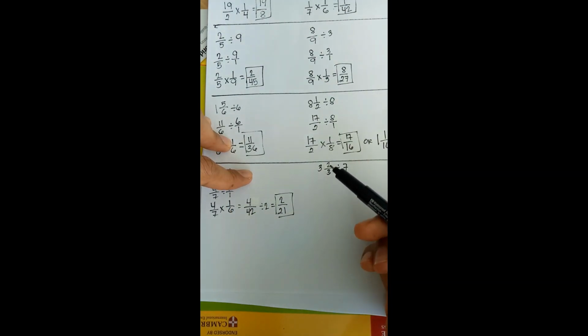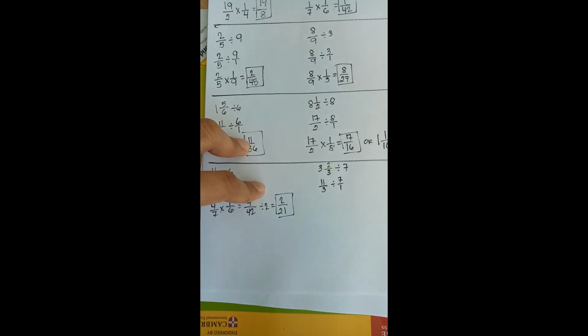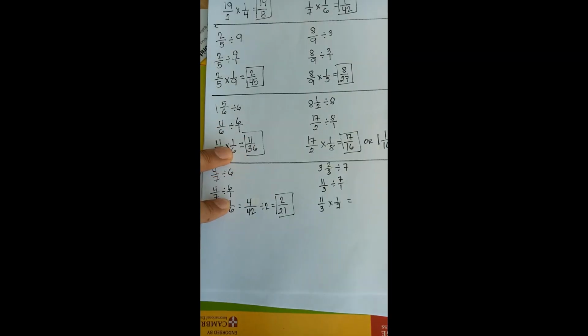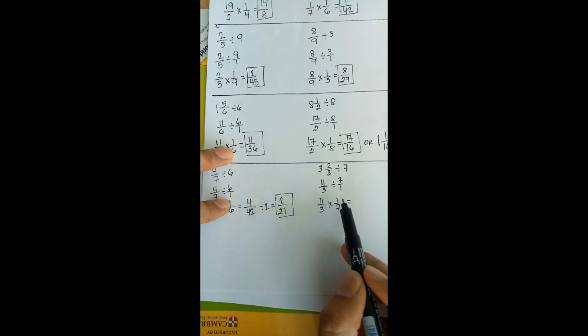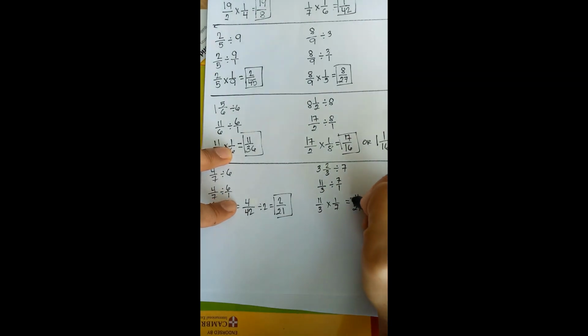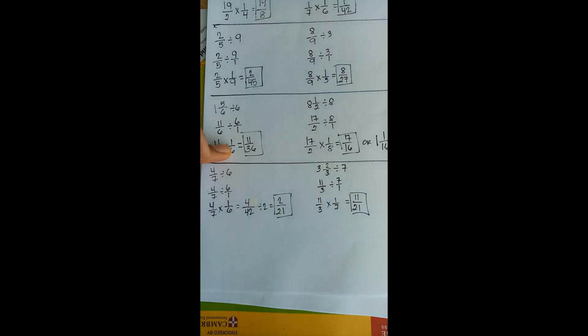Next problem, 3 2/3 divided by 7. Convert 7 to a fraction and convert the mixed to an improper fraction. Then flip one of the fractions and change the sign. Now multiply numerators and denominators. Then we get the answer of 11/21, and this is our final answer.